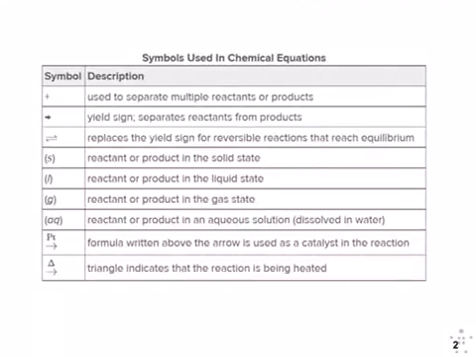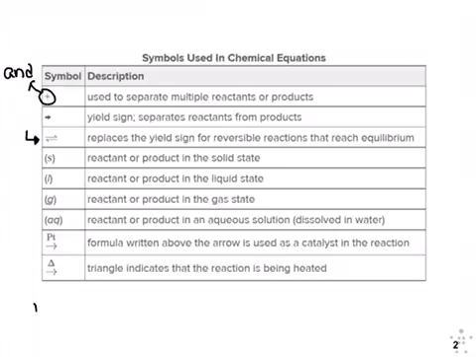These are important symbols that you could come across in chemical equations. The plus sign is used to separate multiple reactants or products, and it's better to think of the plus sign as the word "and" versus actual plus, because sometimes addition is not happening. The yield sign separates the reactants from the products. This will become important in a couple chapters.